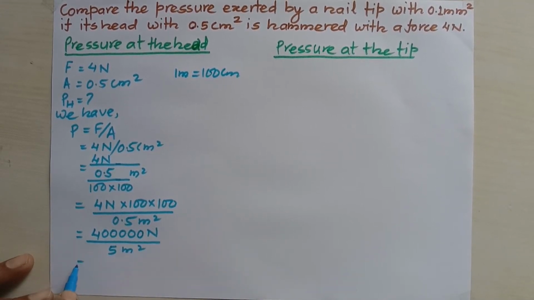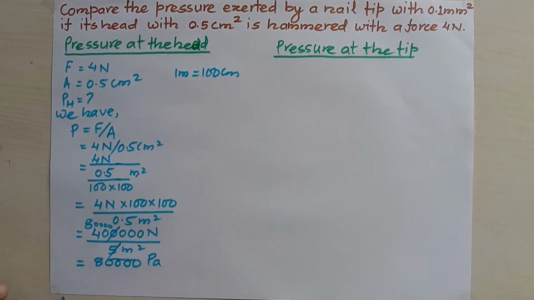And this is equal to what? 5 ones are 5, 5 eights are 40. 8 having how many zeros? 4 zeros. 1, 2, 3, 4. That's why this is 80,000 Newton per meter square, which means Pascal.